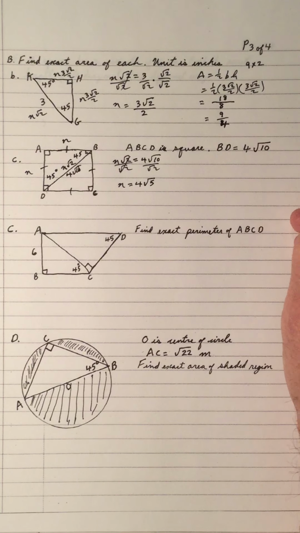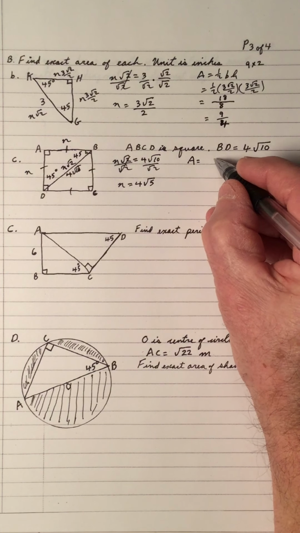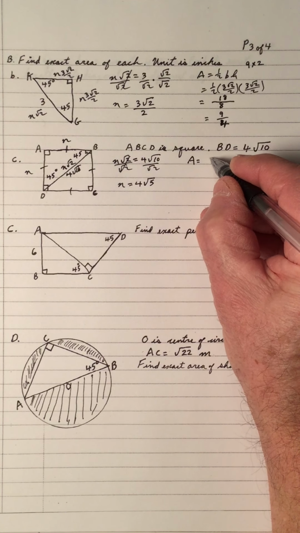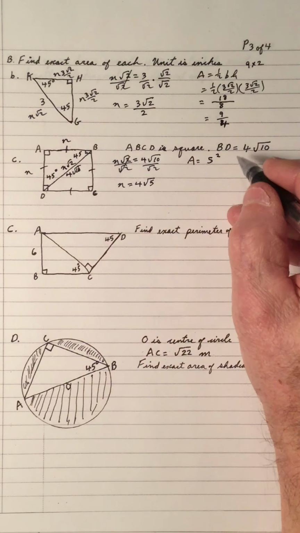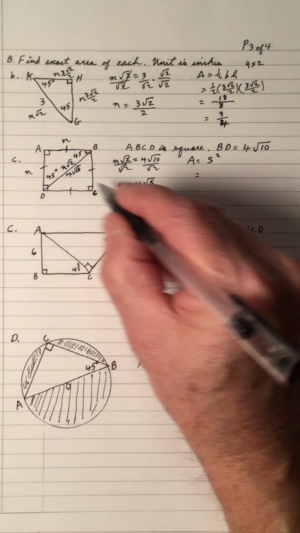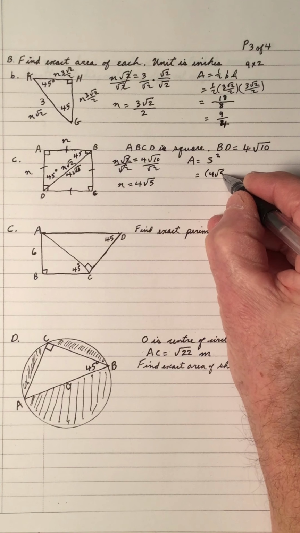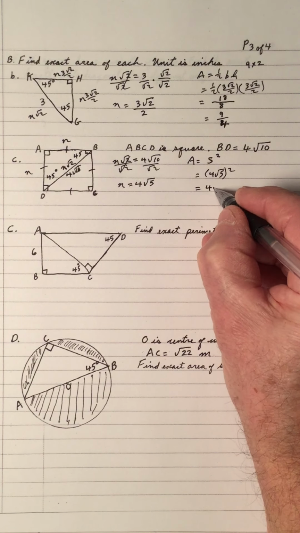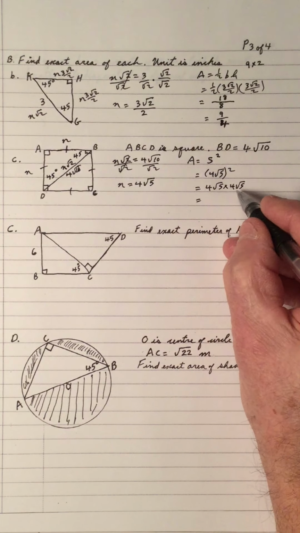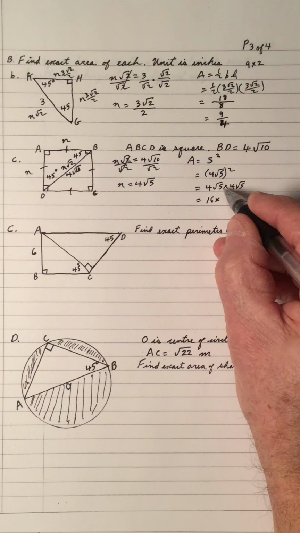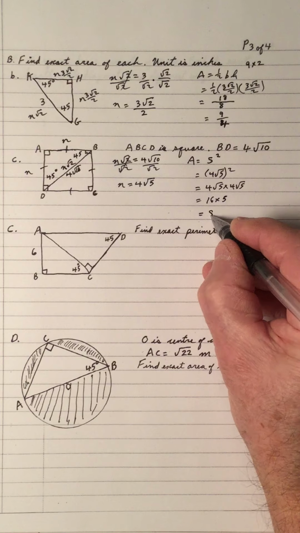And we have to find the area. So the area of a square is length times width, but better than that, it's just s squared because the length and the width is the same. So the side, n, is the side. So therefore, we have 4 root 5 squared. 4 root 5 times 4 root 5. 4 fours is 16. Root 5 times root 5 is 5. And 16 times 5 is 80.